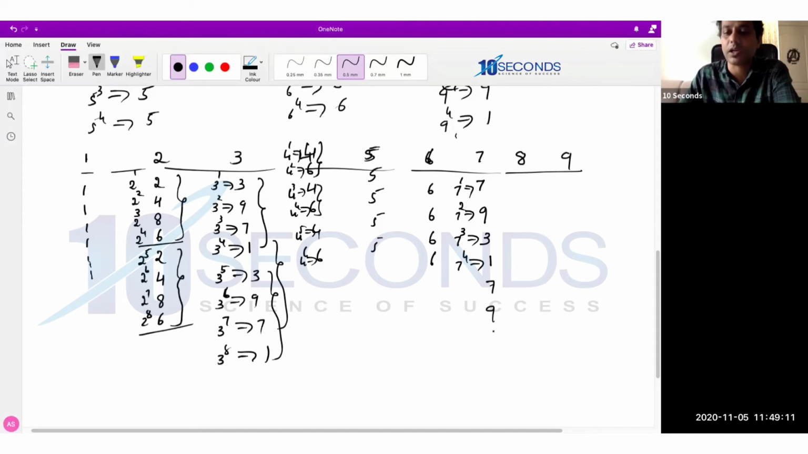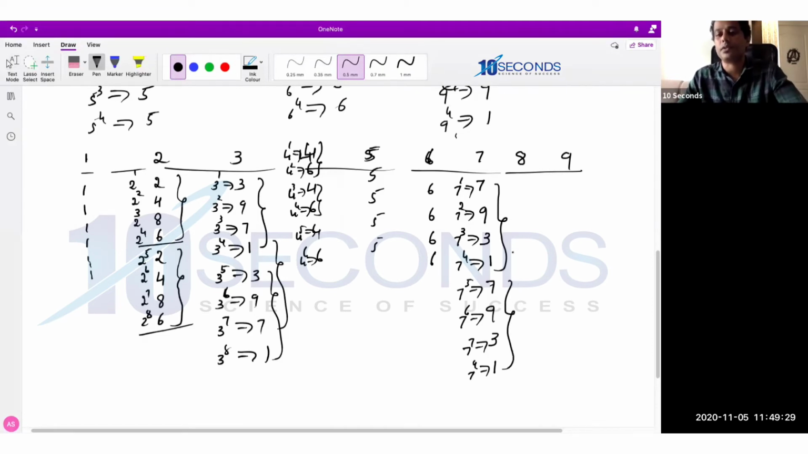7 power 5 is 7. 3 into 7 is 21. So 5 is 7, 6 is 9, 3, 1. Numbers are repeating, but after every 4 powers. Okay, every 4 powers, you can see numbers are repeating. So let's take 8.